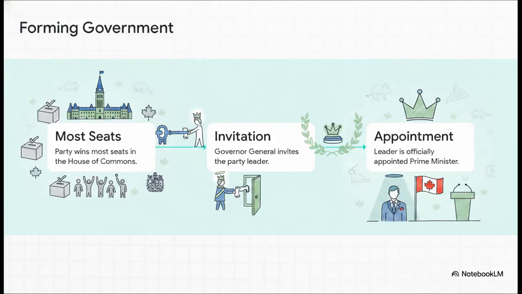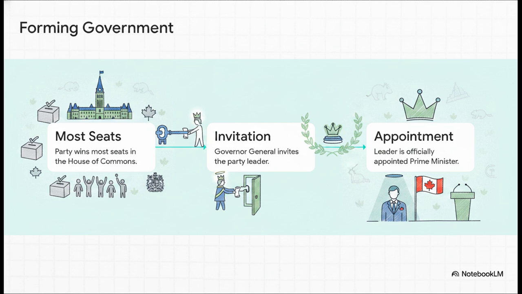Pay very close attention to this exact sequence of events, because order matters here. Step 1, an election happens, and a political party wins the most seats in the House of Commons. Step 2, the Governor General steps in. The Governor General personally invites the leader of that winning party to form the government. Step 3, after being appointed by the Governor General, that party leader officially becomes the Prime Minister.